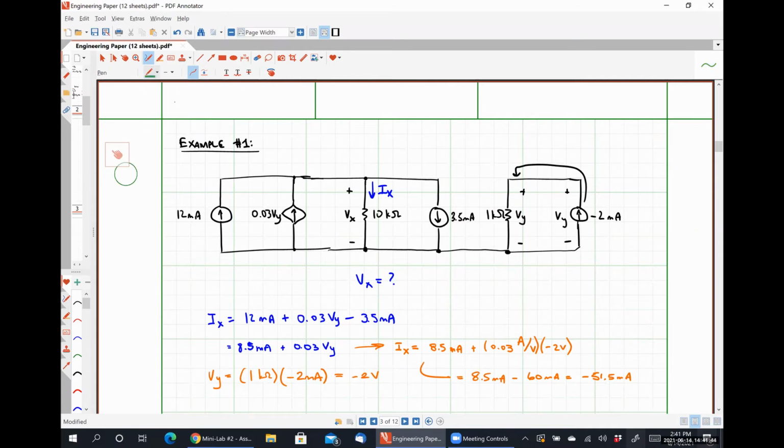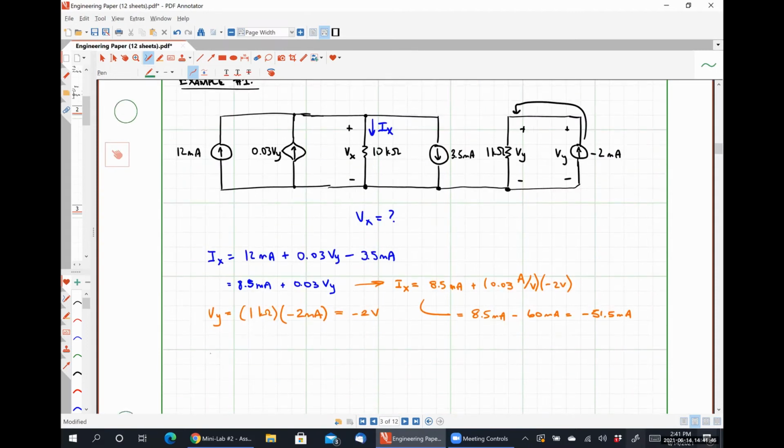Finally, we could say that Vx is simply Ix times 10 kilo ohms. Can't write kilo ohms to save my life today.